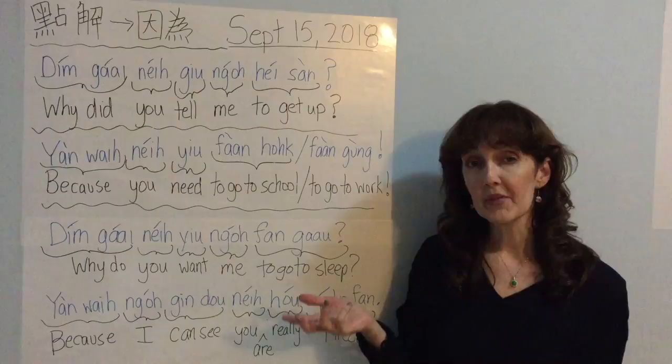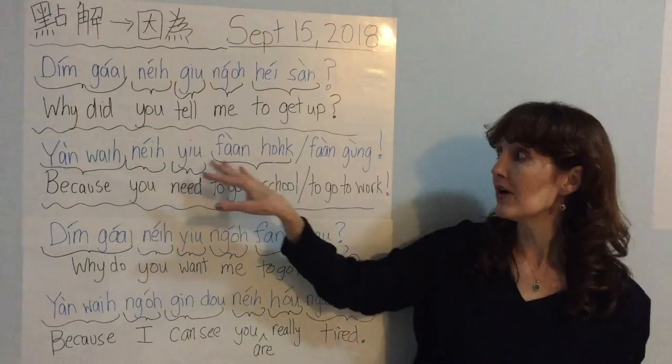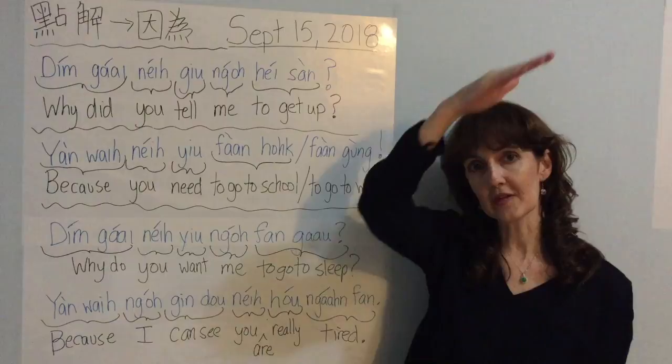因為你要翻學. Because you need to go to school. Okay? So 因為, because. 你要翻學. 翻 is that low, high falling? 翻學, right down to the ground. So start up high and just go straight down. 翻學, right? 翻學 is go to school.